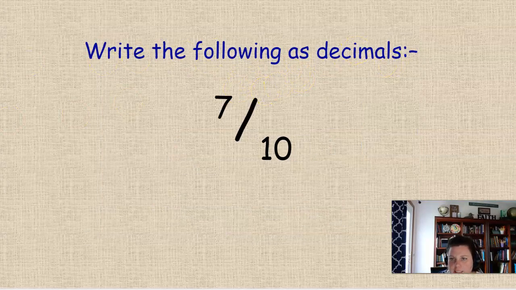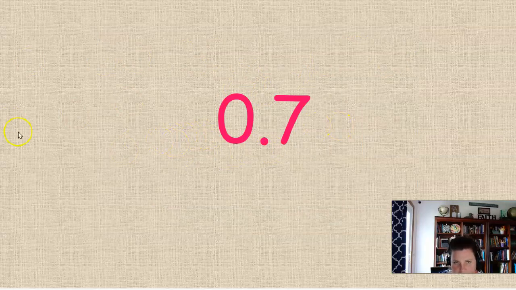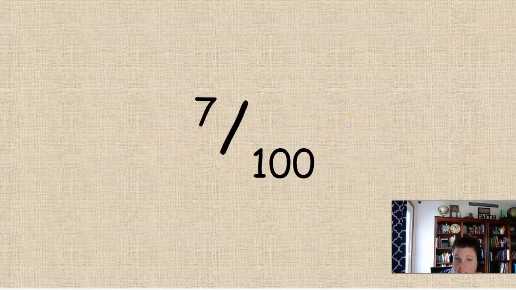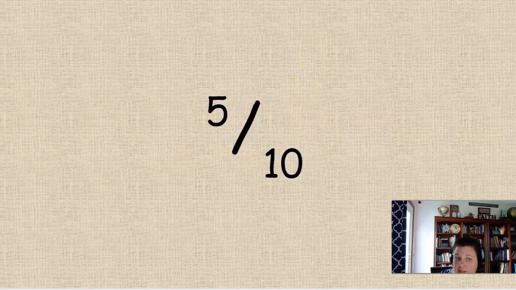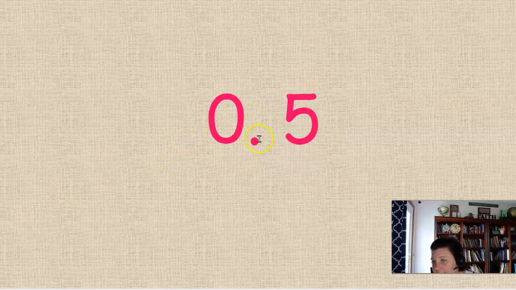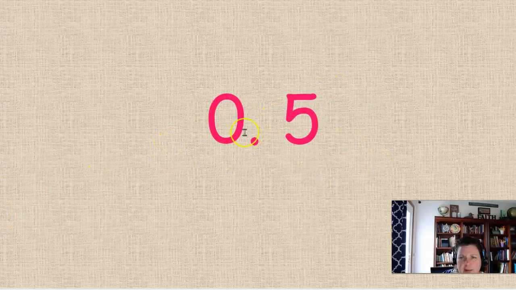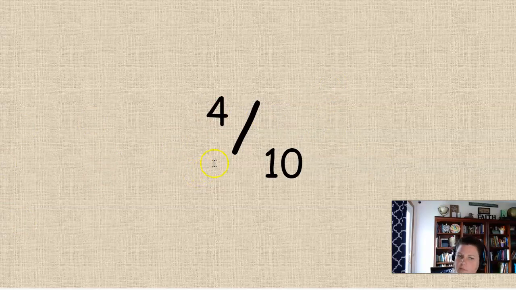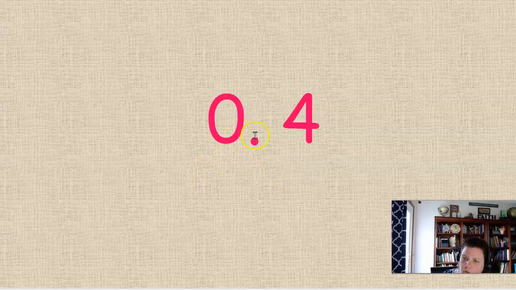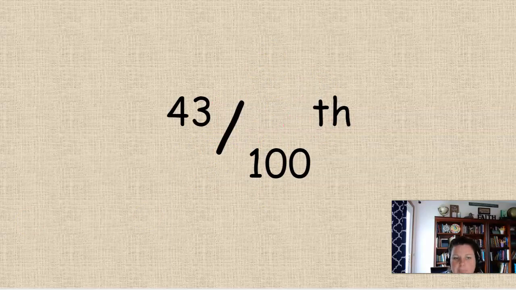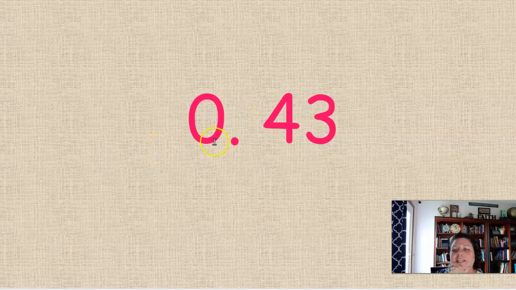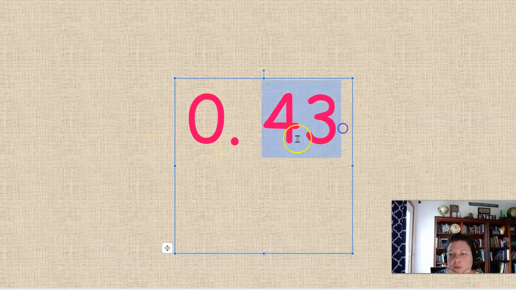Write the following as a decimal, 7/10. Well, as a decimal, that's 0.7. 7/100ths. We have 7 in the hundredths place. 0.07. 5/10 is the same as 5 in the tenths place. 50/100ths is the same as 5/10. 4/10 is written as a decimal, 0.4. 43/100 is 0.43, or a 43 in the hundredths place.